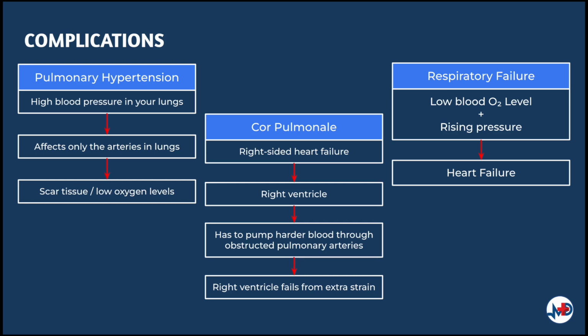As for complications, they can be seen in patients with idiopathic pulmonary fibrosis, and these include pulmonary hypertension, cor pulmonale, as well as respiratory failure when there are severely low blood oxygen levels causing increased pressure within the pulmonary arteries and the right ventricle leading to heart failure.